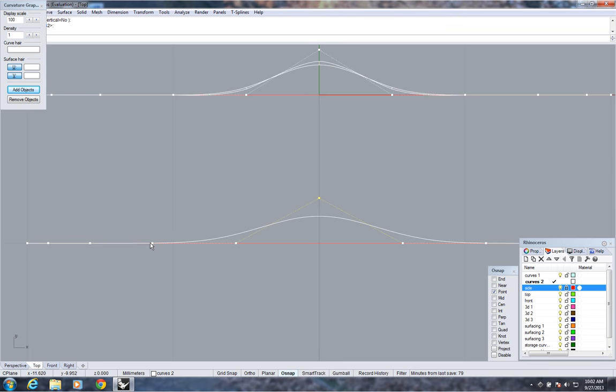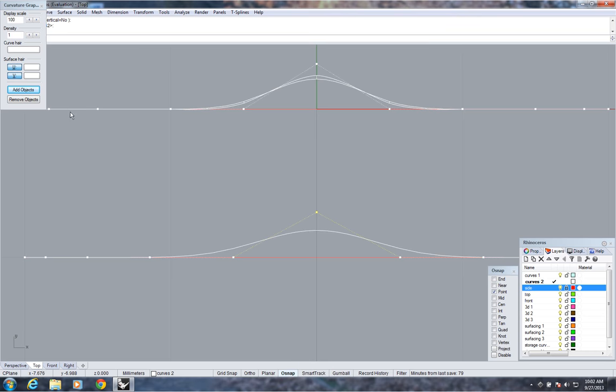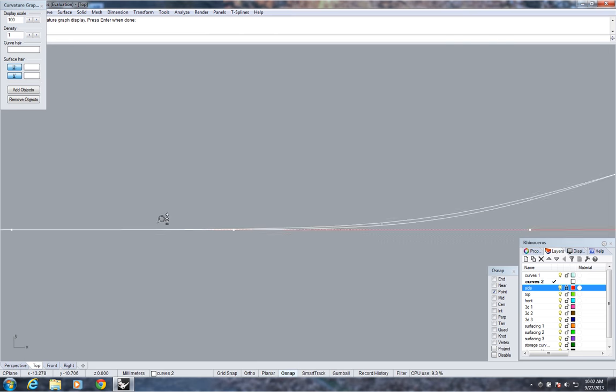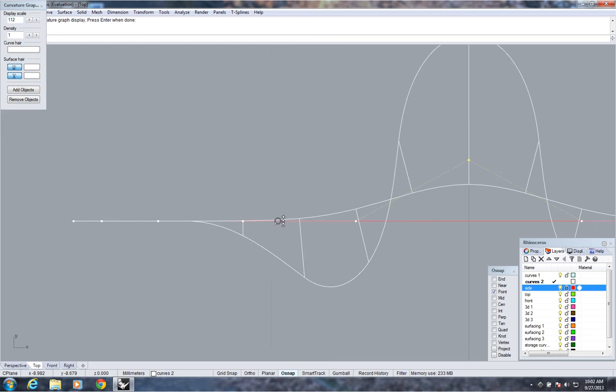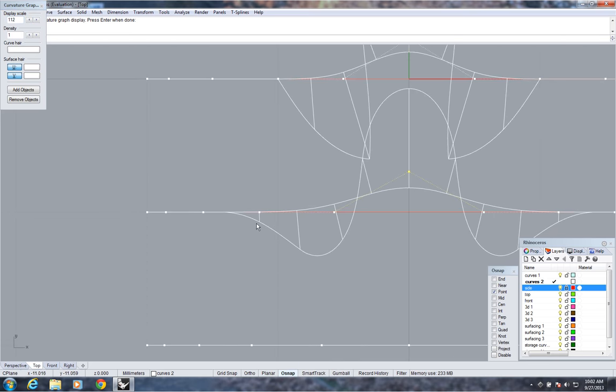Sorry about that. So I'm going to turn on the curvature graph so that you can see that influence. And it's hard to see at that display scale. So I'll increase the scale. And you can see how much farther out it reaches.